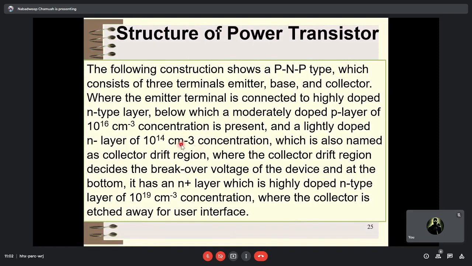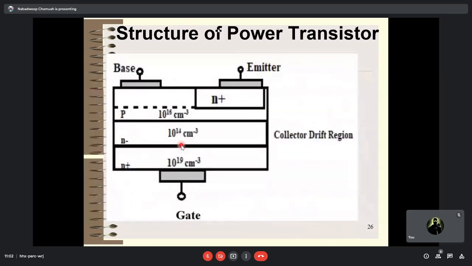This concentration is also named the collector diffusion, where the collector diffusion decides the breakover voltage of the device. At the bottom it has an N plus layer, that is, a highly doped N type layer of 10 to the power 19 per centimeter cube concentration, where the collector is attached. See, this is how things are. This is the collector region. This is the base.